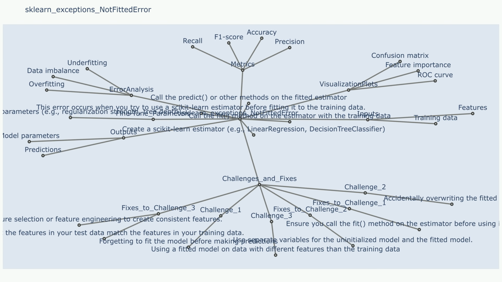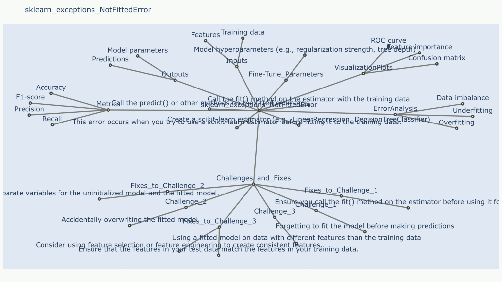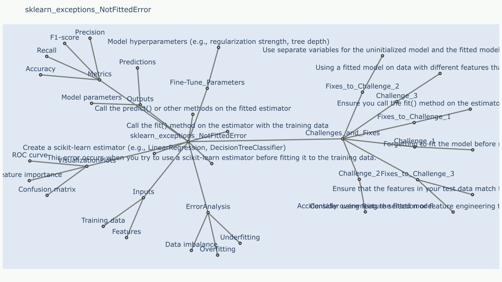SKLearn exceptions. Not fitted error. Description. The not fitted error exception is raised when you attempt to use a SKLearn estimator such as a classifier, regressor, or transformer before it has been fitted to the training data. In simpler terms, you are trying to make predictions or apply transformations using an estimator that hasn't learned any patterns from the data yet.